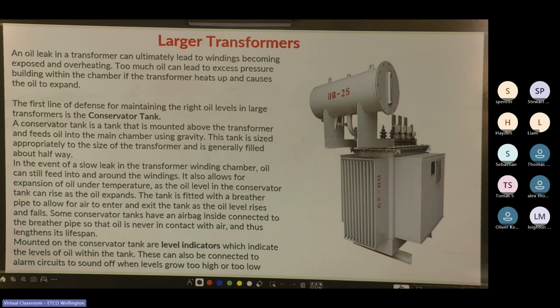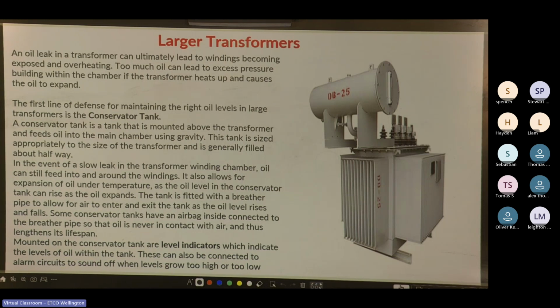A conservator tank is a tank that is mounted above the transformer and feeds oil into the main chamber using gravity. This tank is sized appropriately to the size of the transformer and is generally filled only about halfway. In the event of a slow leak of the transformer winding chamber, oil can still feed into and around the windings. It also allows for expansion of oil under temperature as the oil level in the conservator tank can rise as the oil expands. The tank is fitted with a breather pipe to allow for air to enter and exit the tank as the oil level rises and falls.